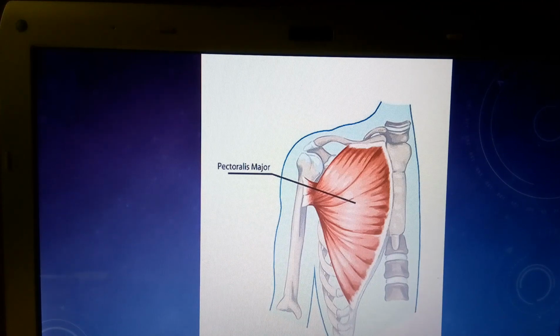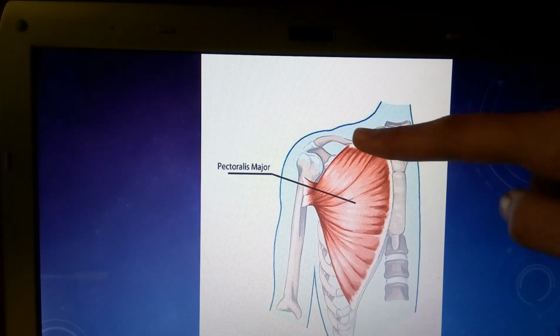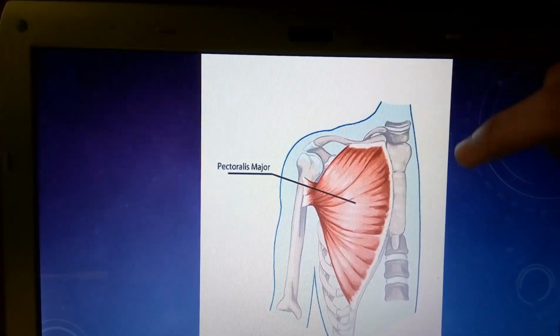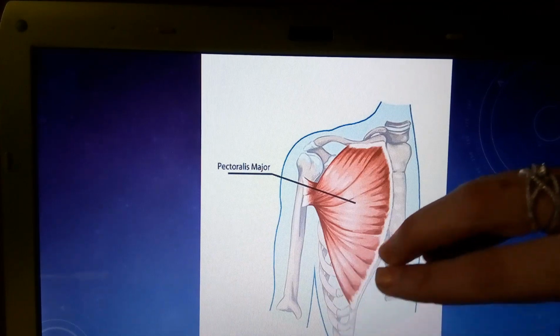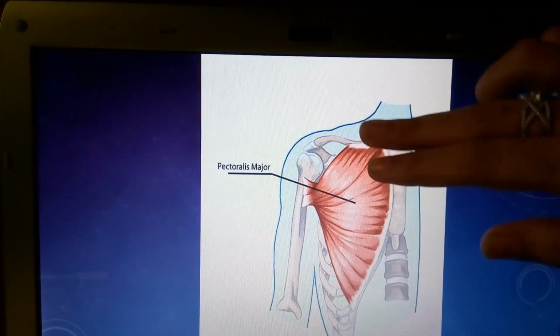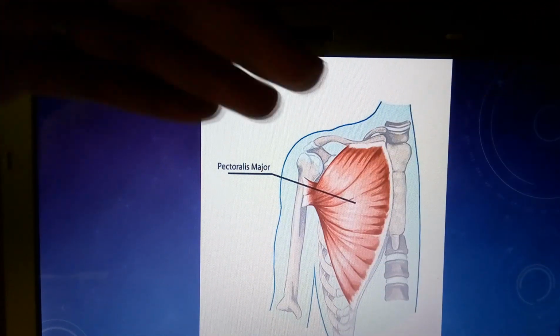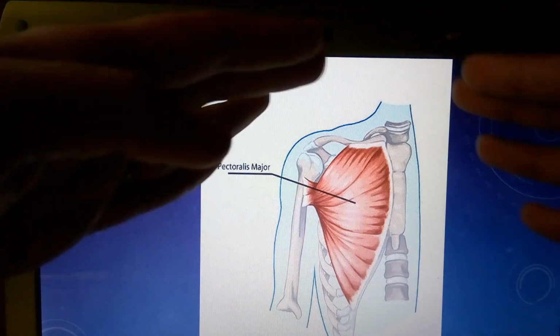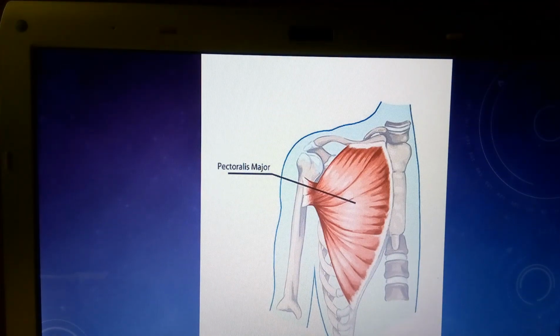Is there any clinical significance of this pectoralis major muscle? Yes. Basically when you have a fracture of the clavicle, you're going to have a fracture fragment. When this muscle contracts, it is going to pull the fractured fragment downwards, and you have got the sternocleidomastoid above the clavicle, which is going to pull the fractured fragment above. Therefore there is going to be overriding of fragments. So that is the clinical significance of pectoralis major muscle.